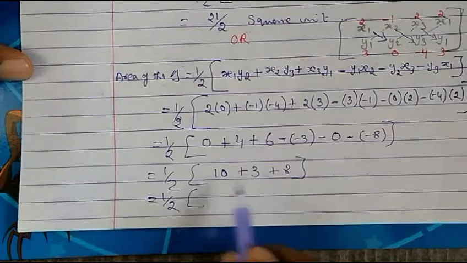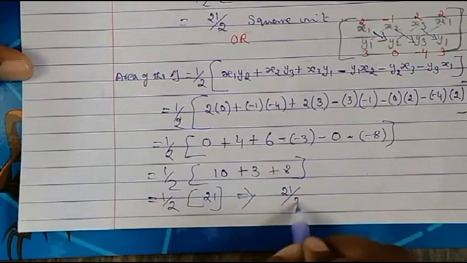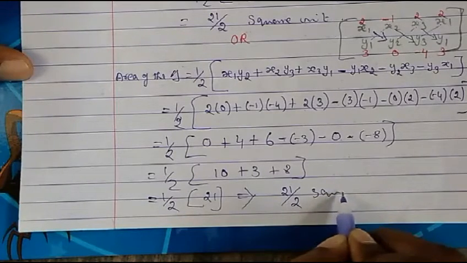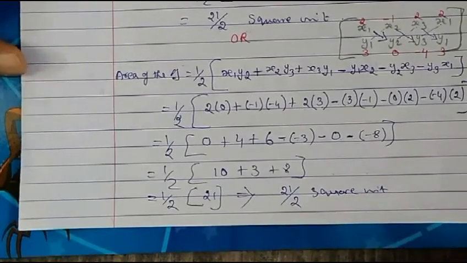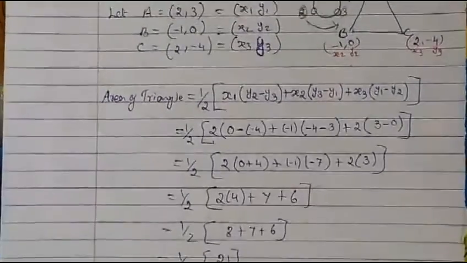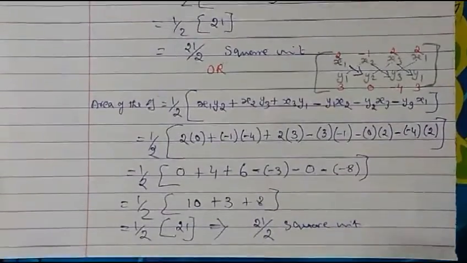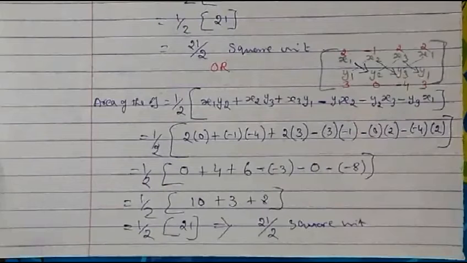So it will give us half of 10 plus 3 plus 8, which is 21. So 21 upon 2 square units. This is our answer. Either of these methods you can follow: either this formula or that formula. That's it. Thank you. God bless you.